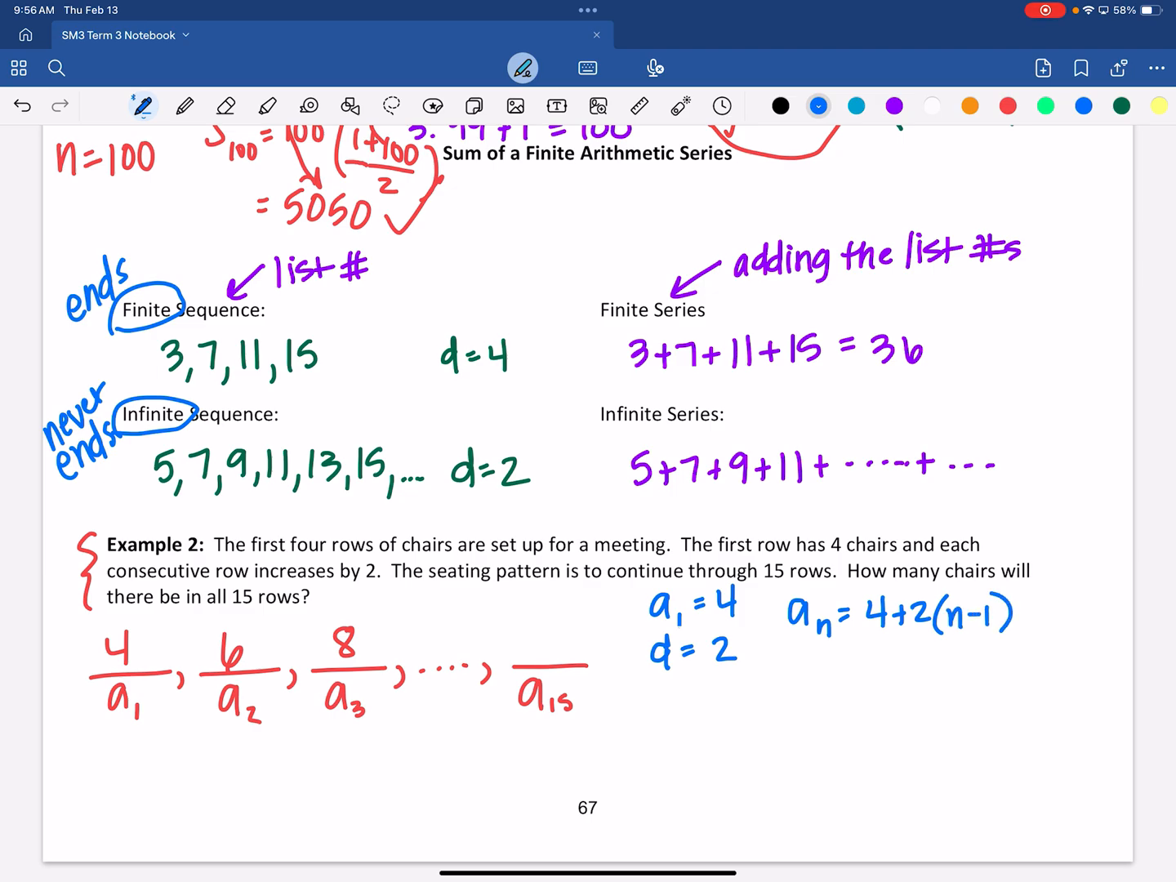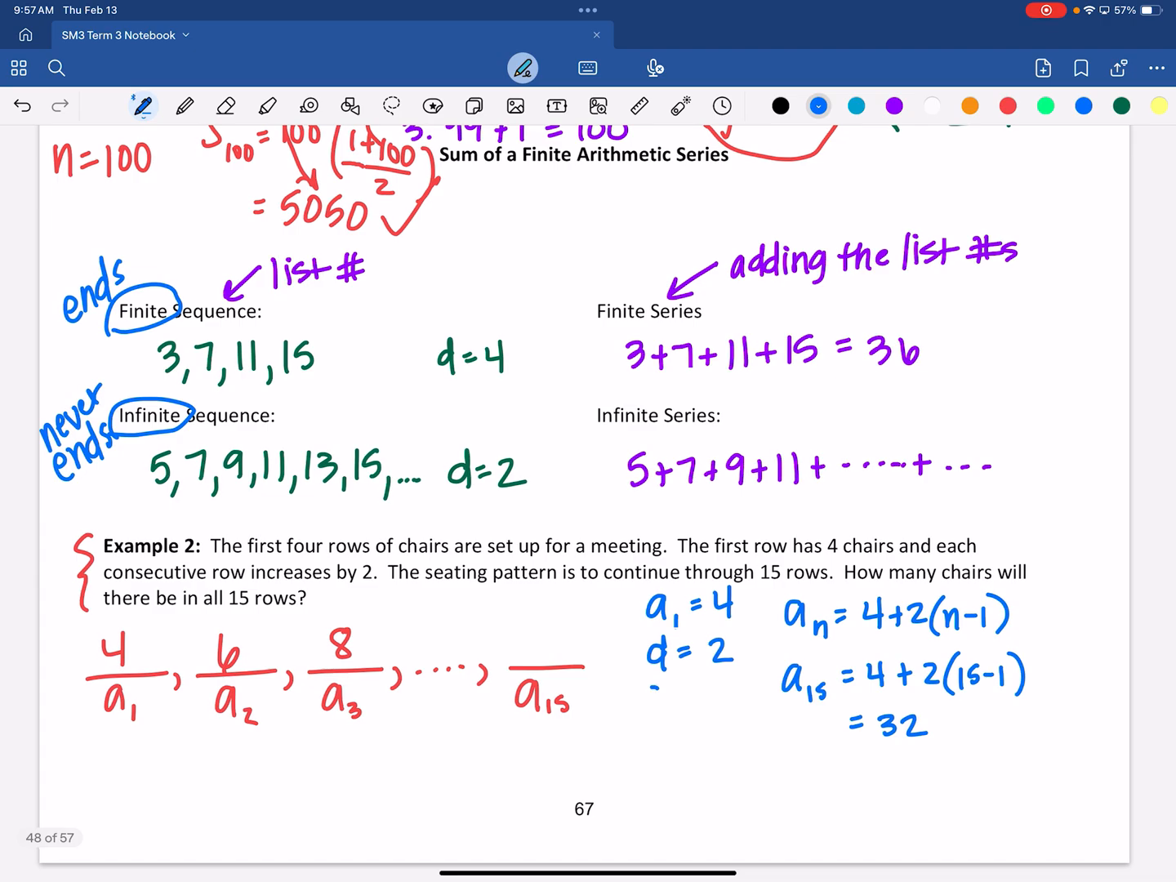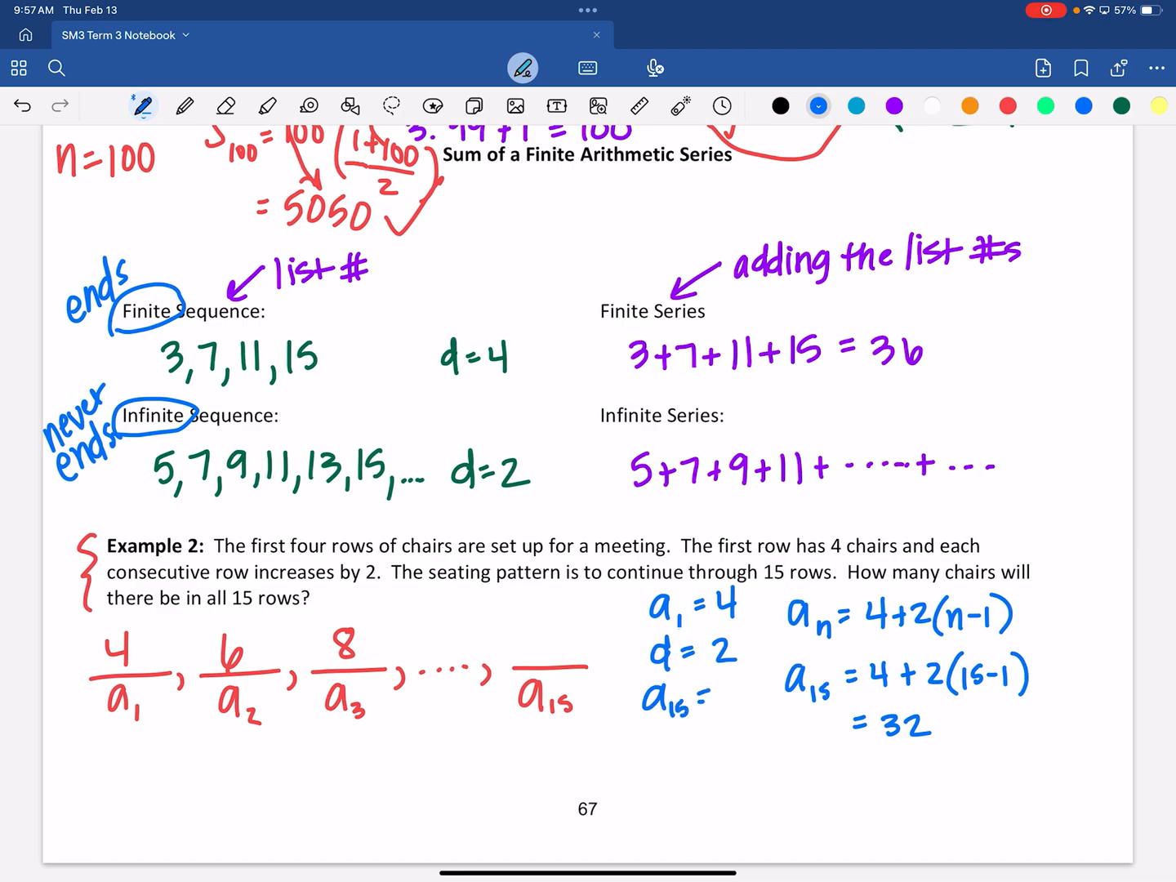Now, why would I write the explicit formula? To find how many chairs are on the 15th row. So n would be 15. What is the 15th row? 14 times 2 is 28 plus 4, 32. So A of 15 is 32.